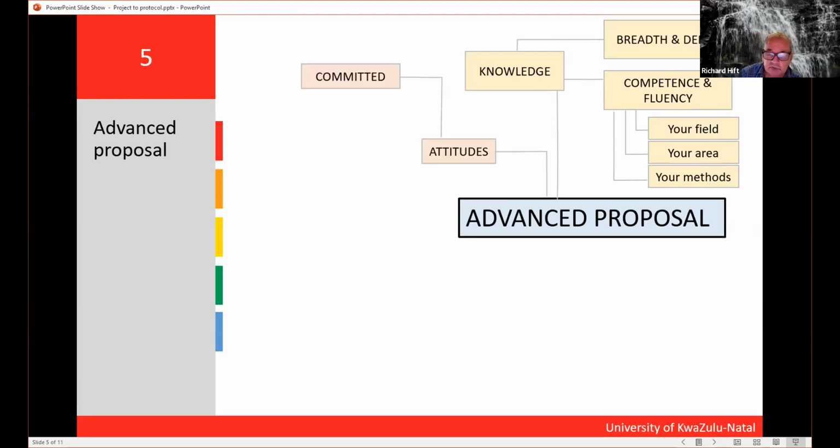And then there are attitudes. By this stage, you should really be committed. And I really mean that in the sense that you have come to peace with your decision. You're comfortable with your decision to do the PhD. You're not still anguishing over whether you should or shouldn't, or whether you have the right project or not, or whether you have the right supervisor or not. You should be committed, and you should be comfortable with it.